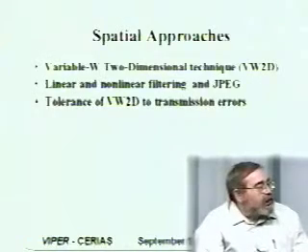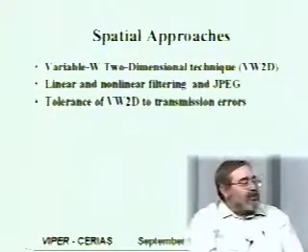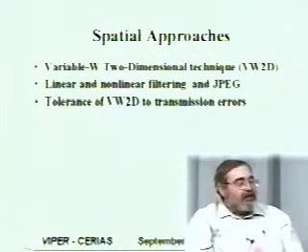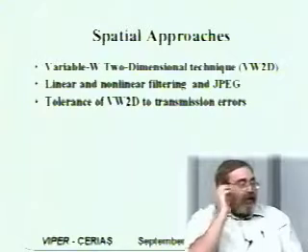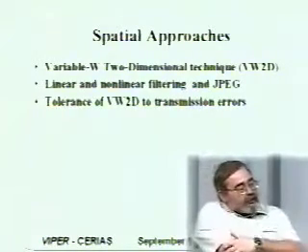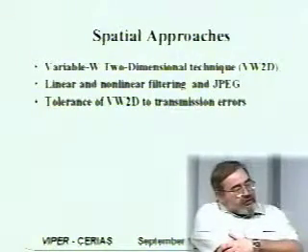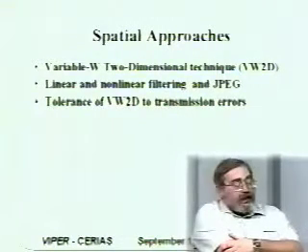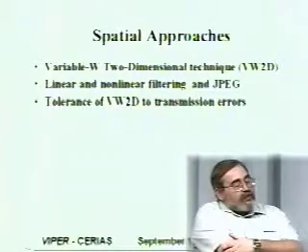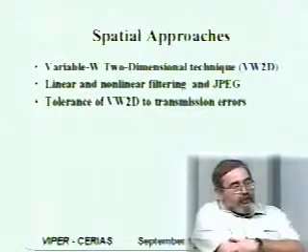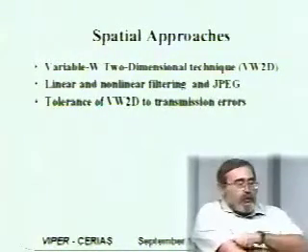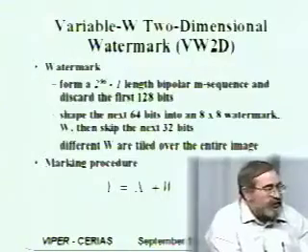Here's another watermark. This is a watermark that we developed here. It is called the variable two-dimensional technique, or VW2D. I can't go into a lot of details about why it's called that. It is a watermark that is tolerant to things like linear and nonlinear filtering and also JPEG compression. It also does localization. A variant of this watermark is a fragile watermark that we have developed, and there are some papers on our website about it.